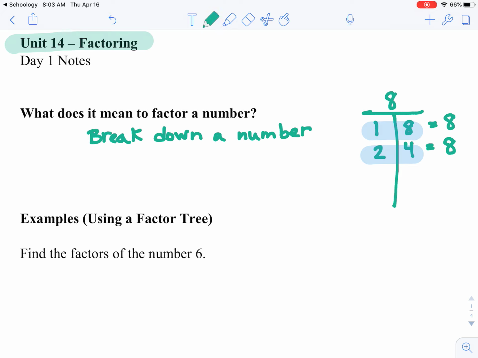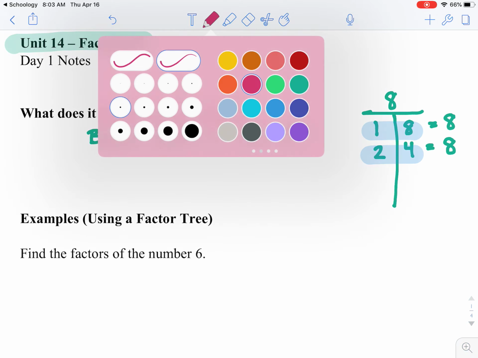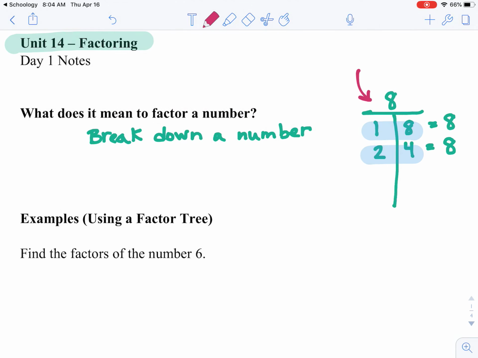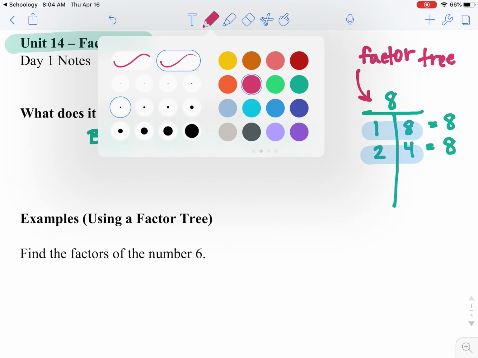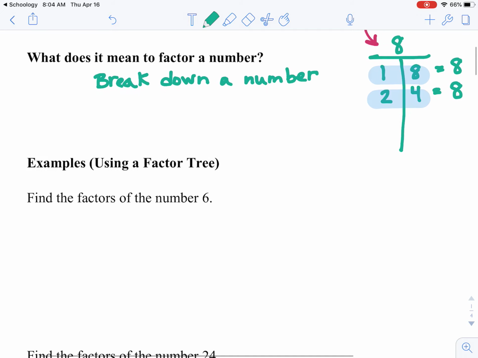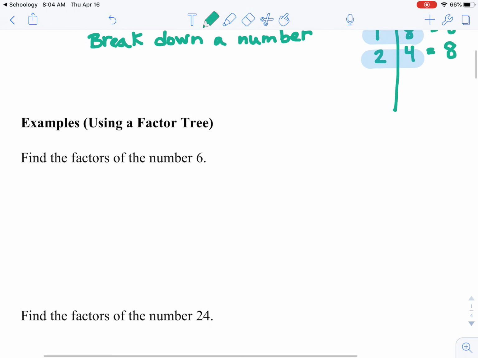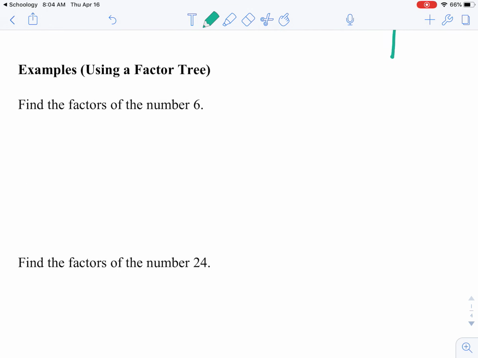What I just drew here for you is called a factor tree. And I like using this when we have to factor a number. It just keeps you pretty organized in doing so. So if we move down here, we're going to look at the examples. So we want to use a factor tree.